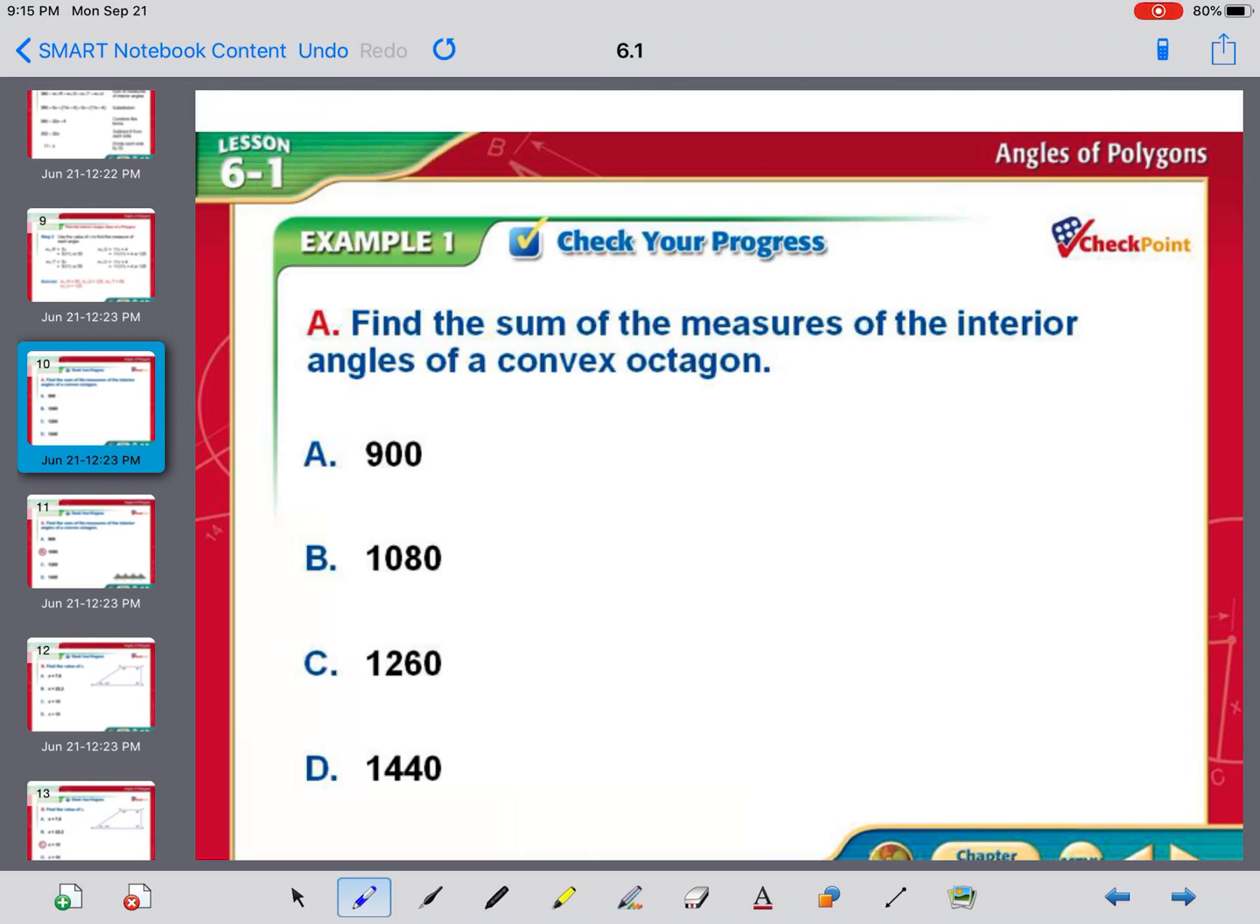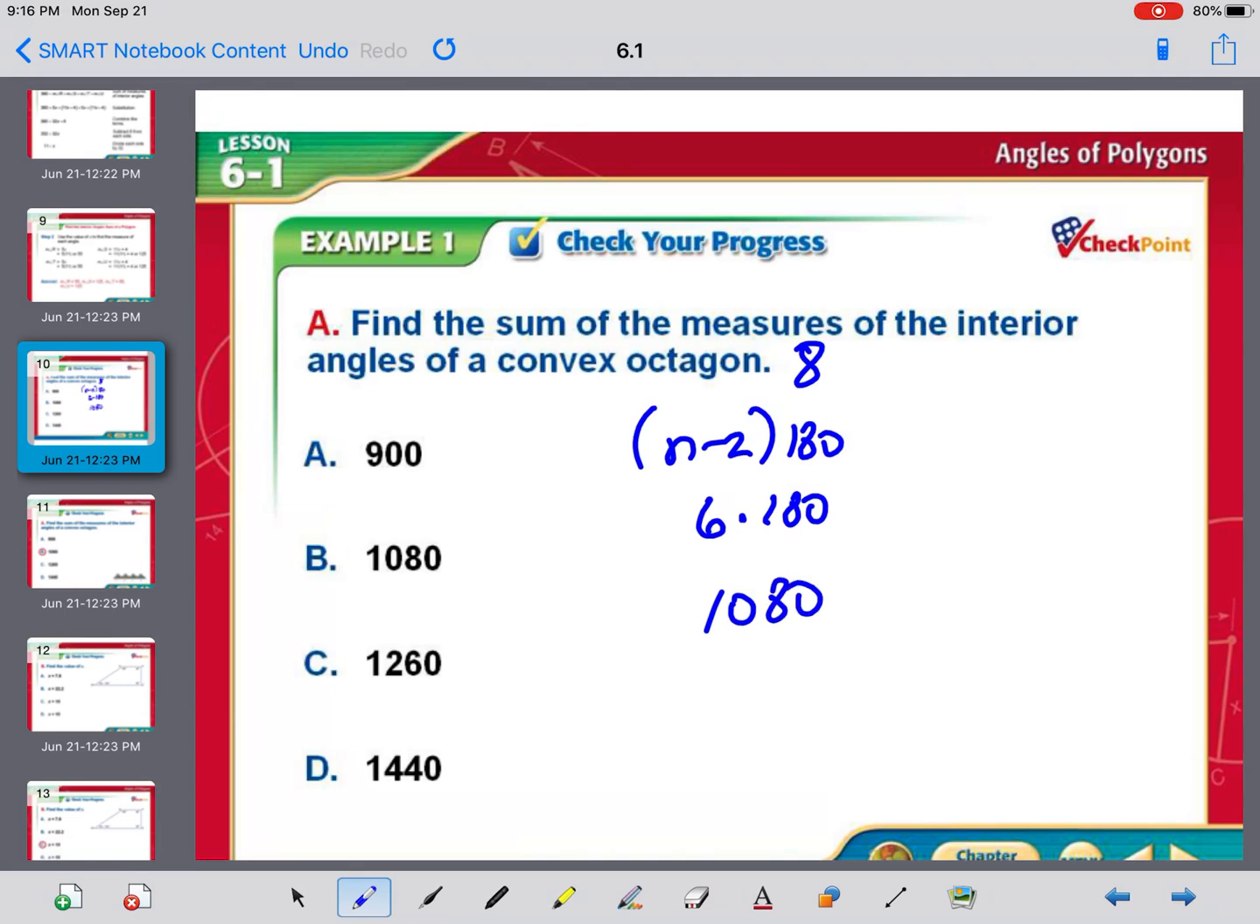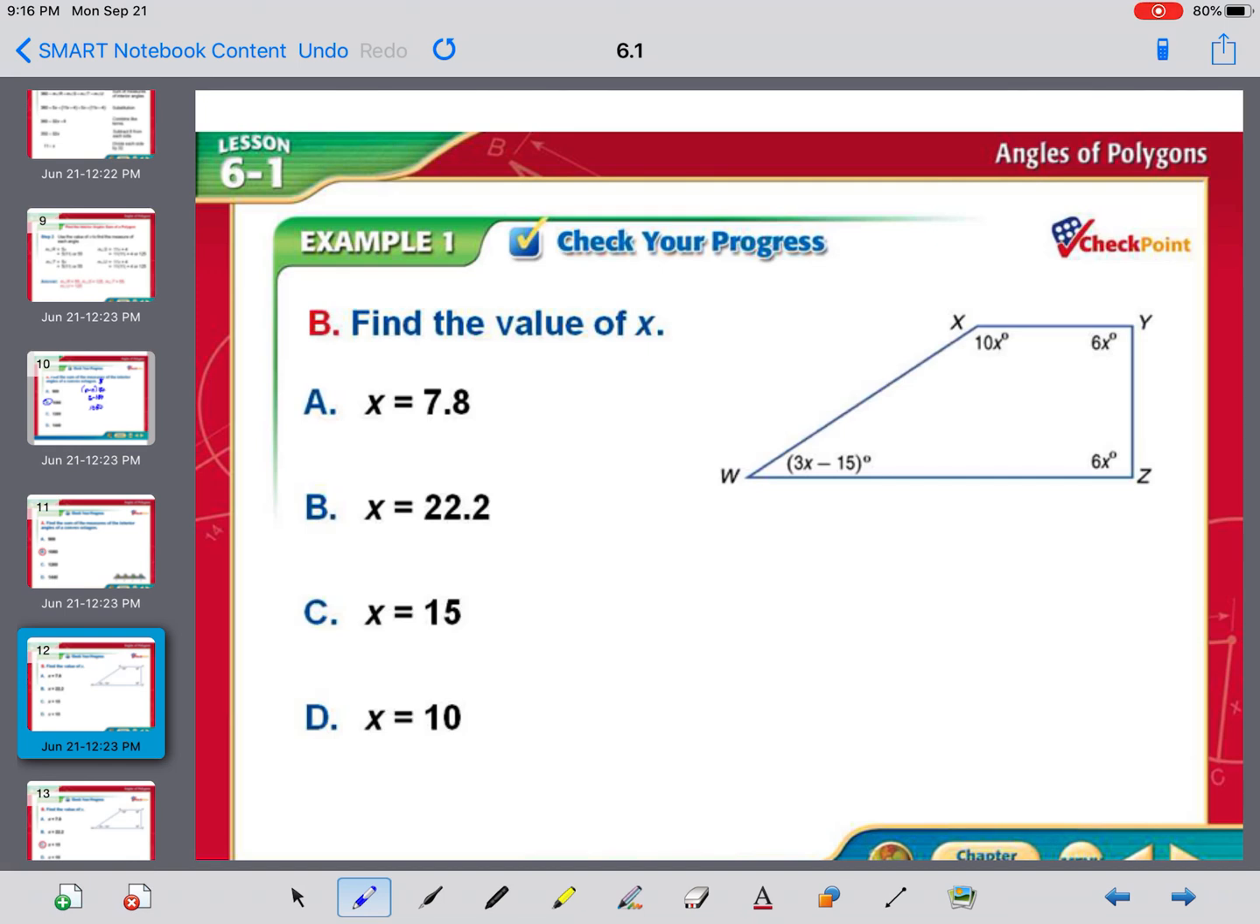Find the sum of the measures of the interior angles of a convex octagon. An octagon has 8 sides. So remember our formula was n minus 2 times 180. So that's 8 minus 2, which is 6 times 180, which is 1080. That's B.